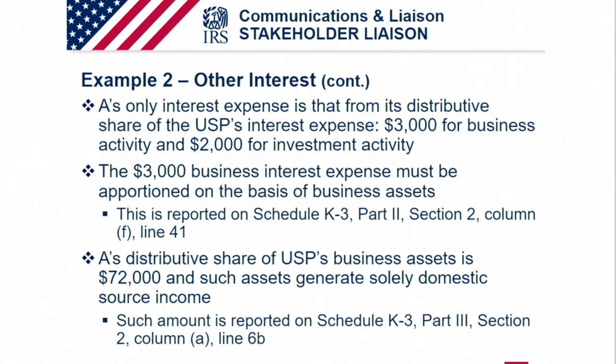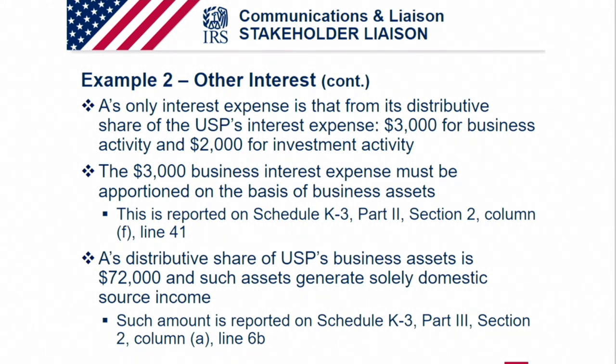A's distributive share of USP's business assets is $72,000. And those assets generate solely domestic source income because it only is in a U.S. business. That amount of $72,000 is reported on Schedule K-3, Part 3, Section 2, Column A, line 6B. So the distinction being that the interest expense is reported on Part 2, and then these assets that are used to do the apportionment are reported on Part 3.